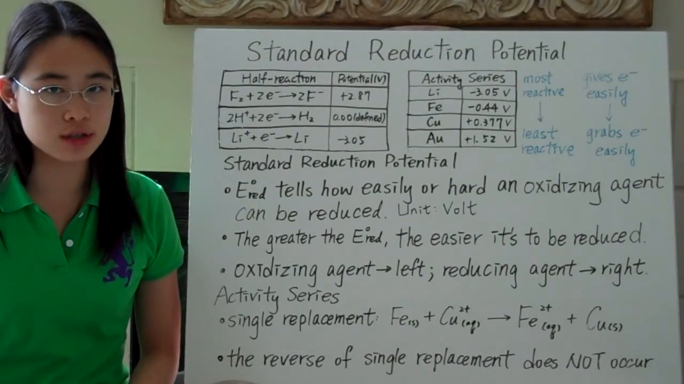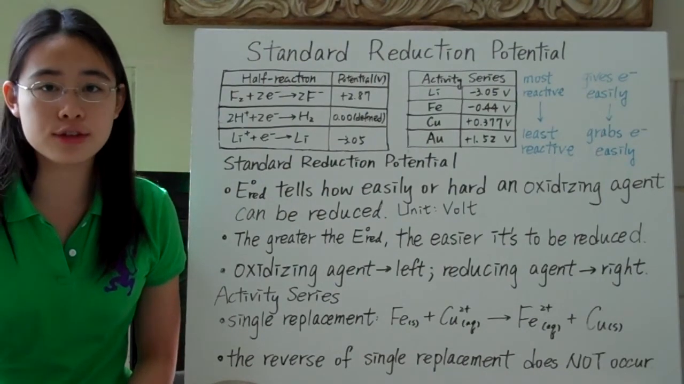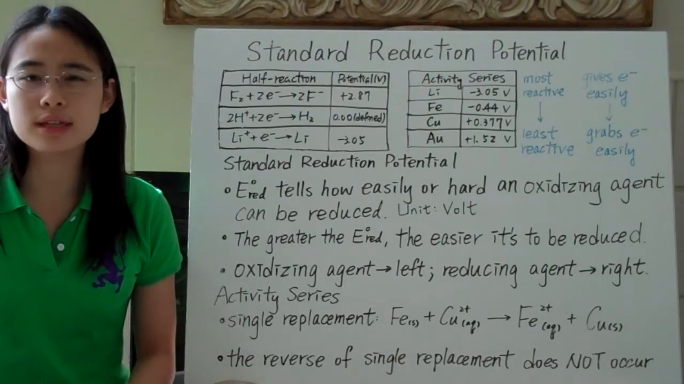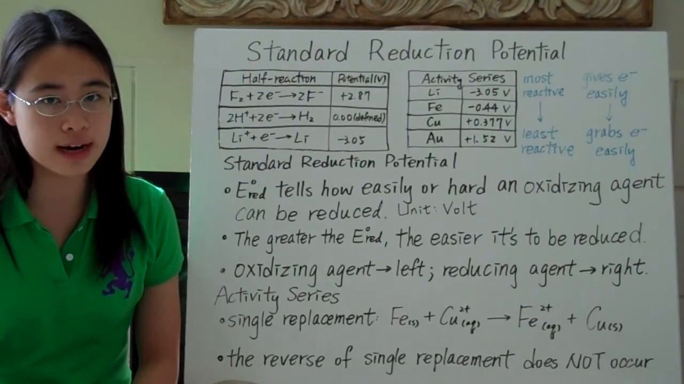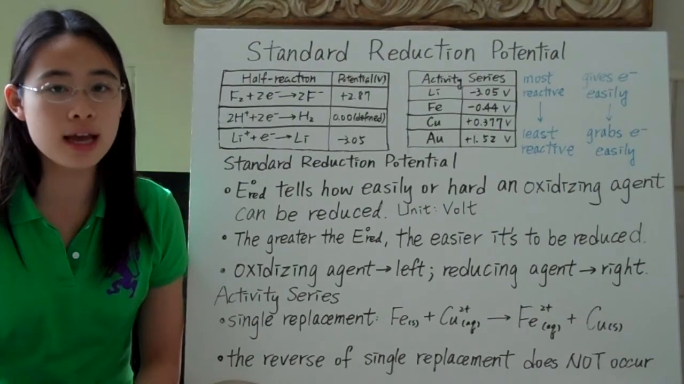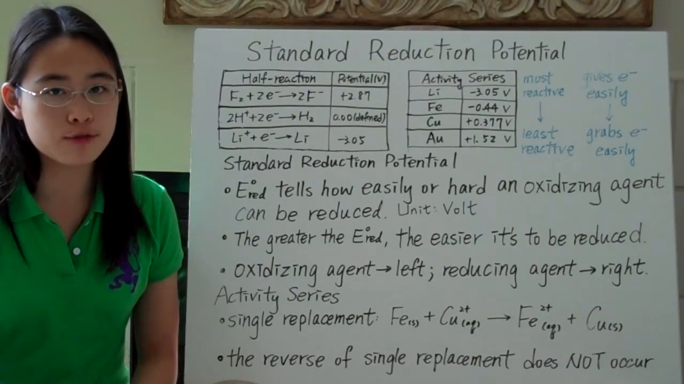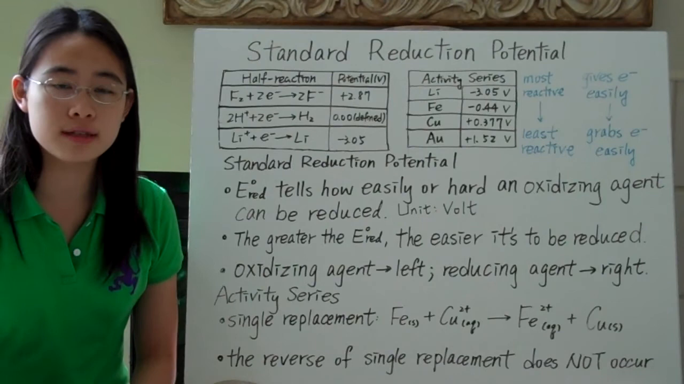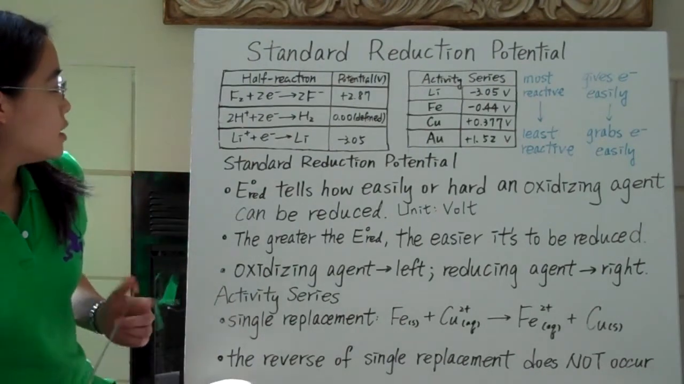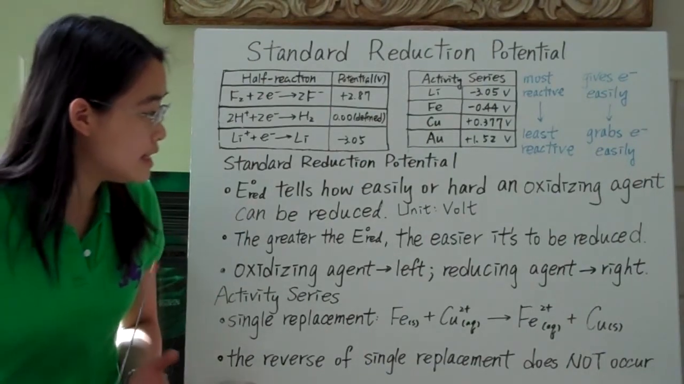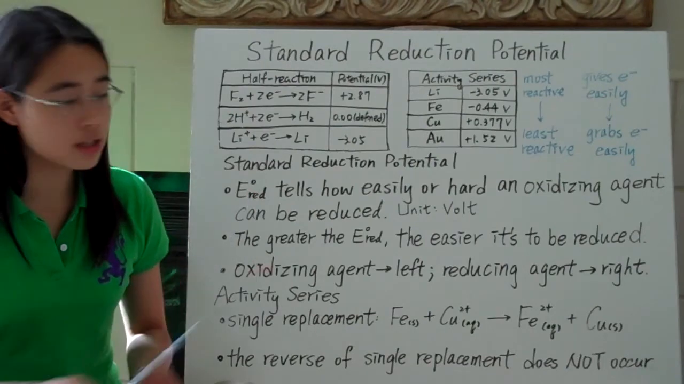Standard reduction potential is the potential or voltage of the reduction half reactions under the standard condition. The standard condition for a voltaic cell, which is a device that is powered by a spontaneous redox reaction, is 298 kelvins for temperature, 1 atmosphere for pressure, and 1 molar concentration for all solutions. The standard reduction potential tells how easily or hard an oxidizing agent can be reduced. It has a unit of volt.